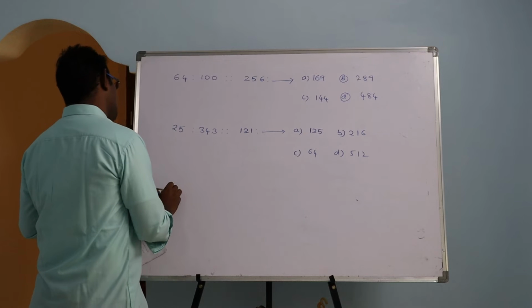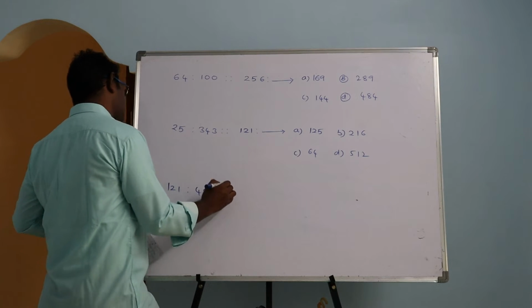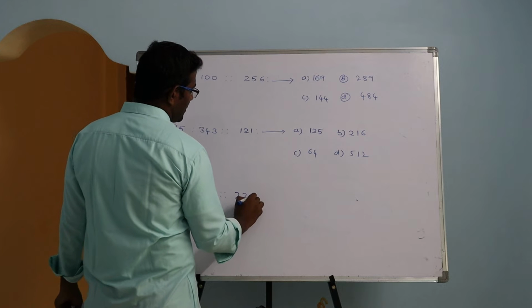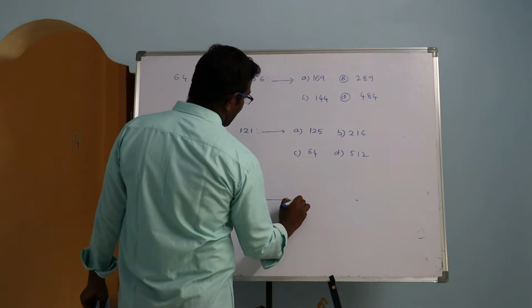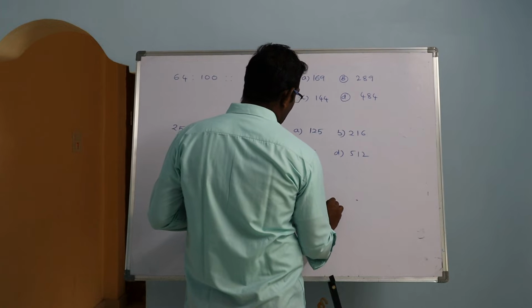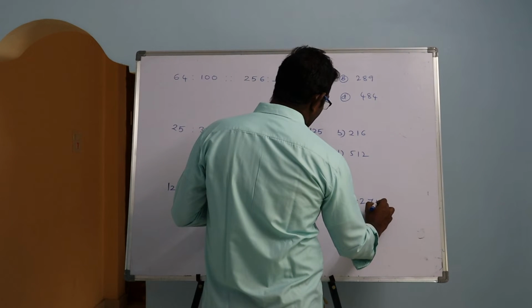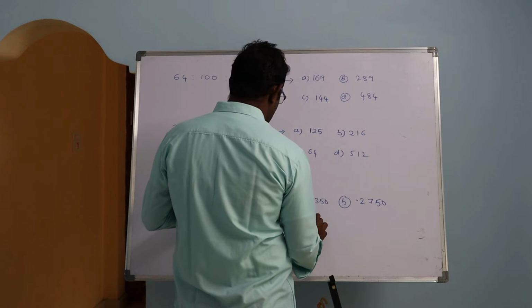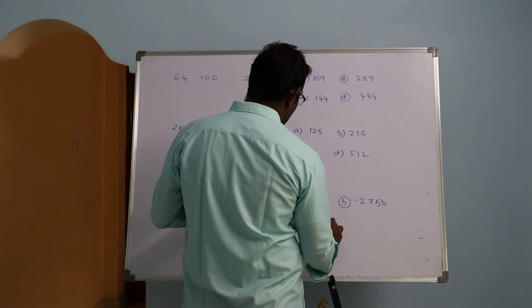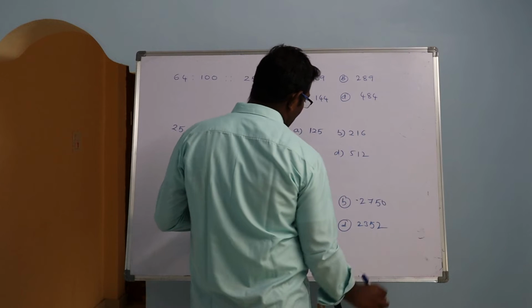Next bit, sir. 121 is related to 484 as 235 is to dash. Option A 2350, option B 2750, option C 2150, option D 2352.